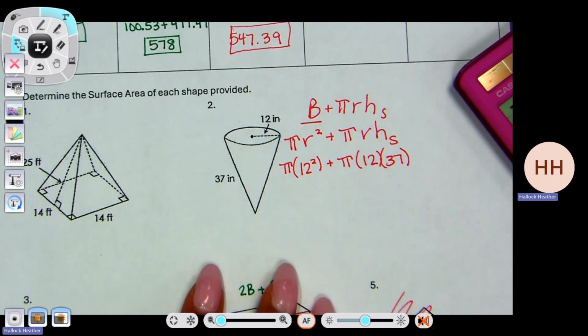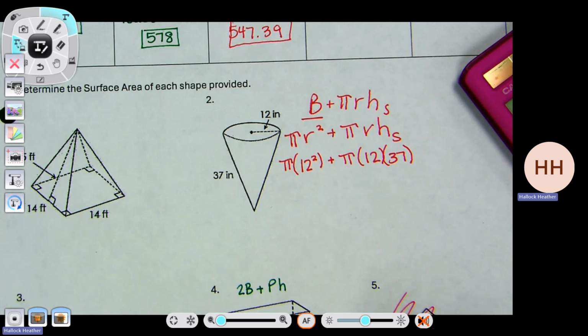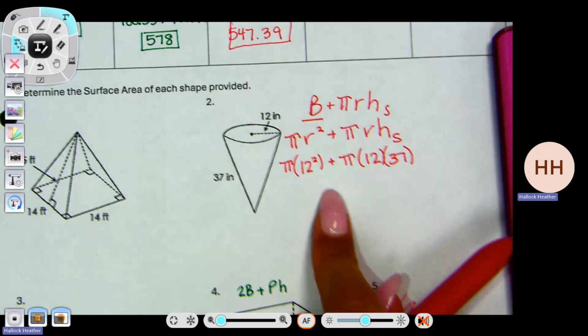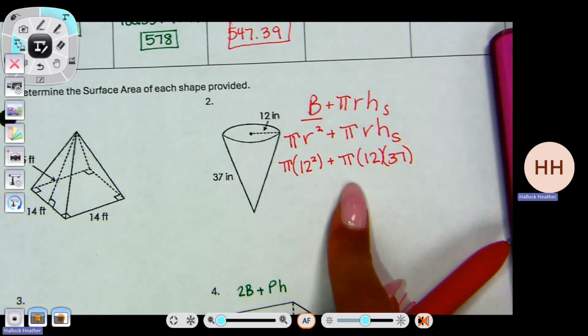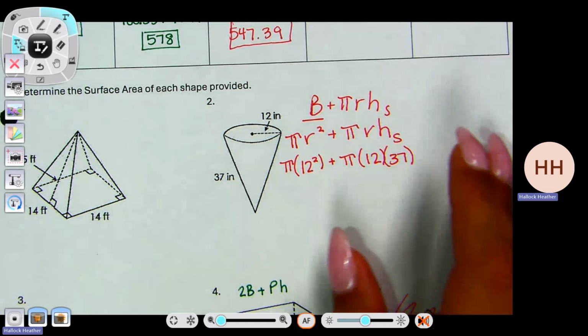Okay, number 2. What's the answer? 1,847.26. Yes, 1,847.26.